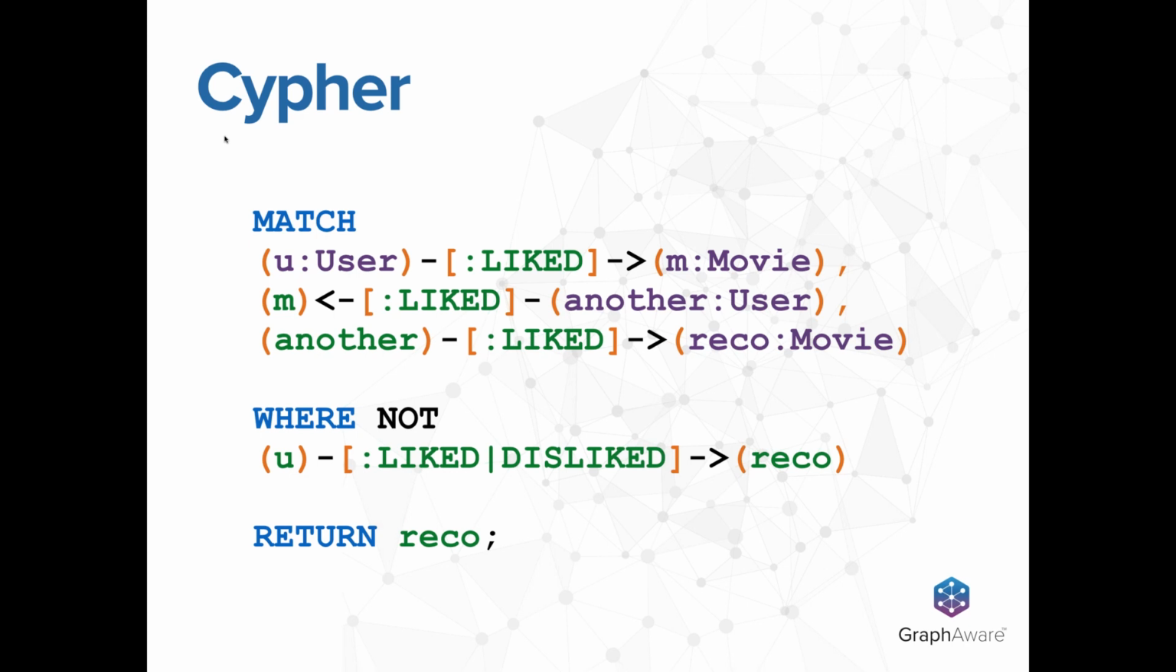So we're trying to find a pattern, and that's the first few lines, where a user liked a movie, and the same movie was liked by another user. And we're trying to find on the third line of the query another movie, which is our potential recommendation, that another user liked. And then in the second block of the query, we're trying to make sure that the potential recommendation that we have found has not been seen previously by the user we're recommending to. And that's it. Then we return the recommendation, and we'll effectively get a set of recommendations for the user. So that's a very simple way of creating a Cypher query to recommend something to users.